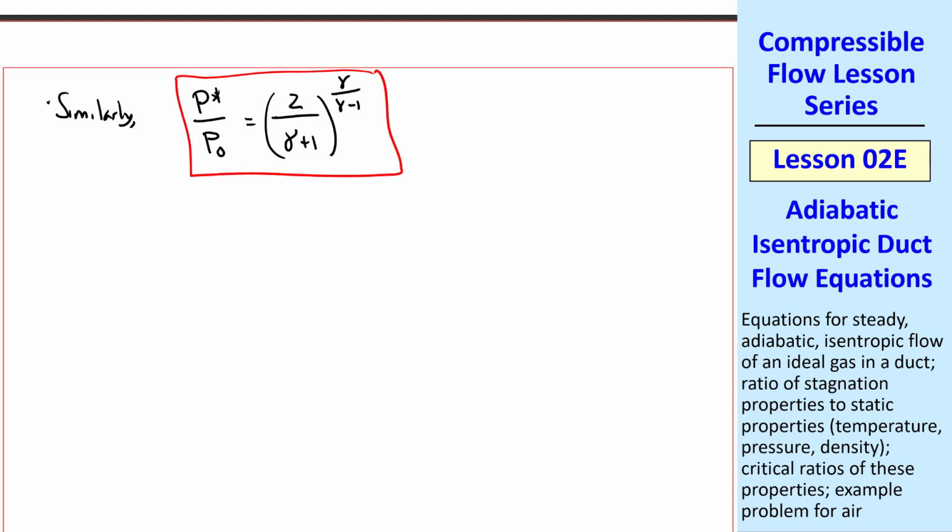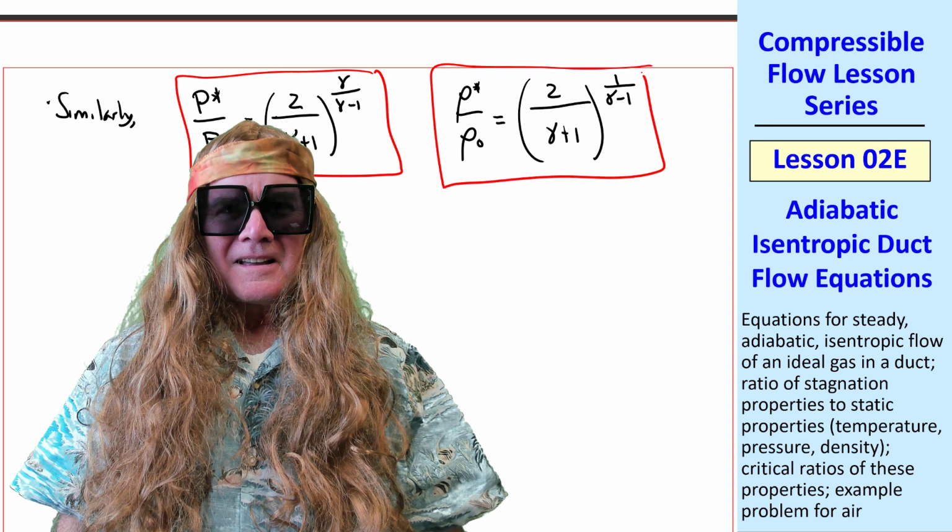And we can do the same for density. Rho star over rho naught is 2 over gamma plus 1 to the 1 over gamma minus 1. This is the critical density ratio.